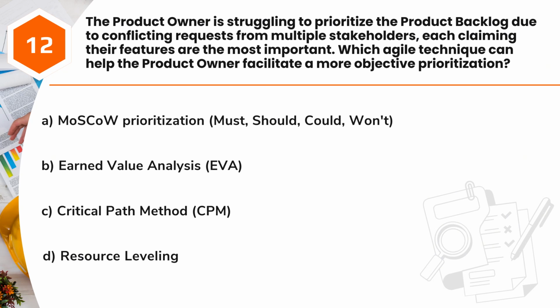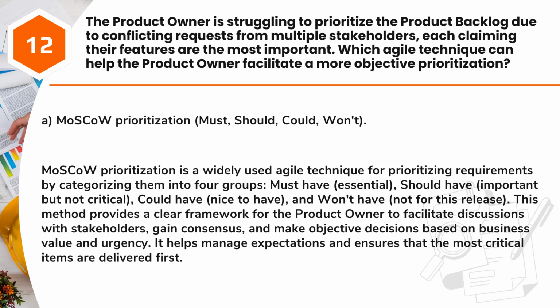A. MoSCoW prioritization. Must, should, could, won't. B. Earned value analysis, EVA. C. Critical path method, CPM. D. Resource leveling. Answer: A. MoSCoW prioritization. Must, should, could, won't.